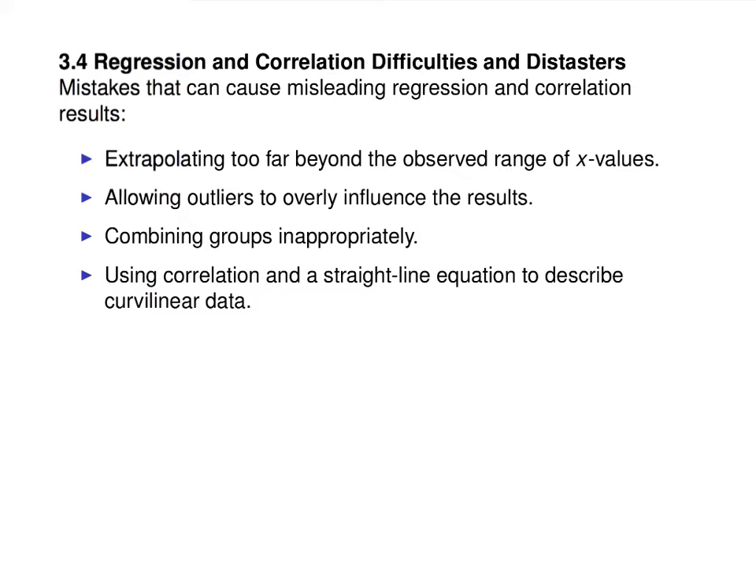So the first thing that can go wrong is you can extrapolate too far beyond the observed range of x values. What this is trying to do is predict too far away from the stuff that you used to make your line in the first place.